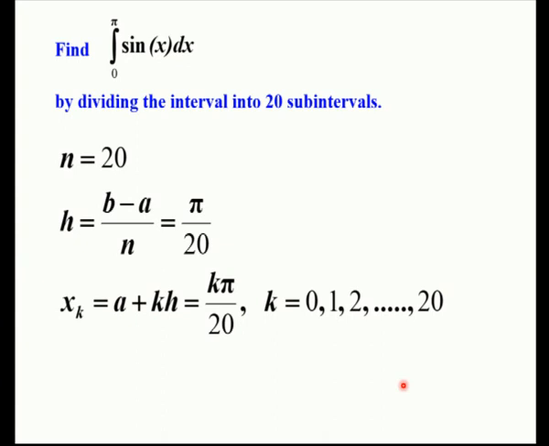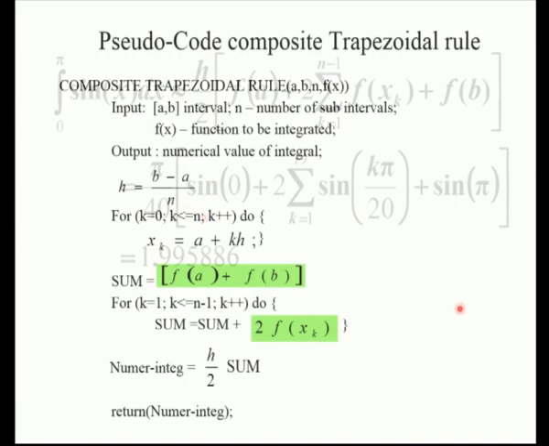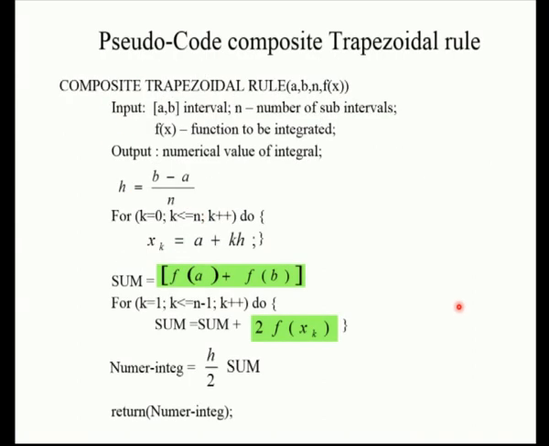So there are 21 points, and I am evaluating the function value at the left point f of a, that is sin 0, and the function value at the right point b, sin pi, and the function value at all the mid interval nodal points. I calculate and sum it, with 2 times for the inner points, and this is the numerical value of this integration. So, I will just explain the pseudocode for the composite trapezoidal rule.